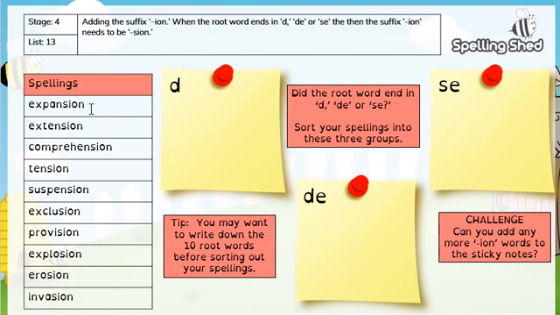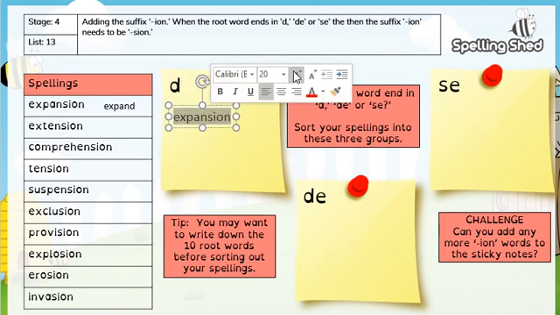A little tip before you get started, you may want to write down the 10 root words before you sort your spelling. So for example, here we've got expansion. To help me, I might just write down here expansion. Oh, that was expand. Does that look right? Yes, okay. So that ended in a D, so I'd write expansion in this one here. And I do the same for each one of the words in my spelling list.